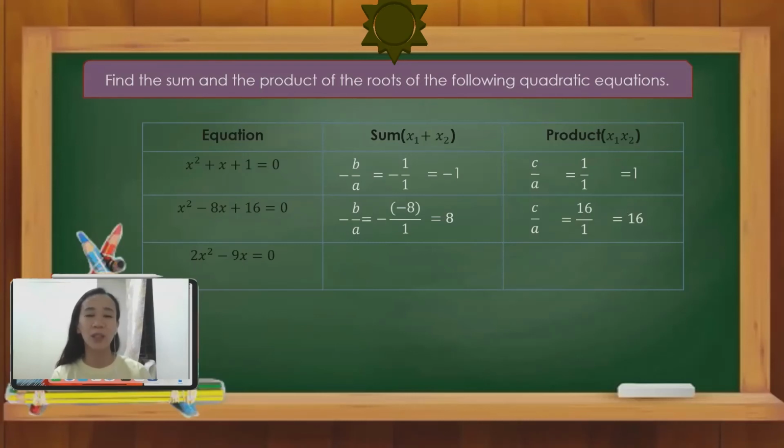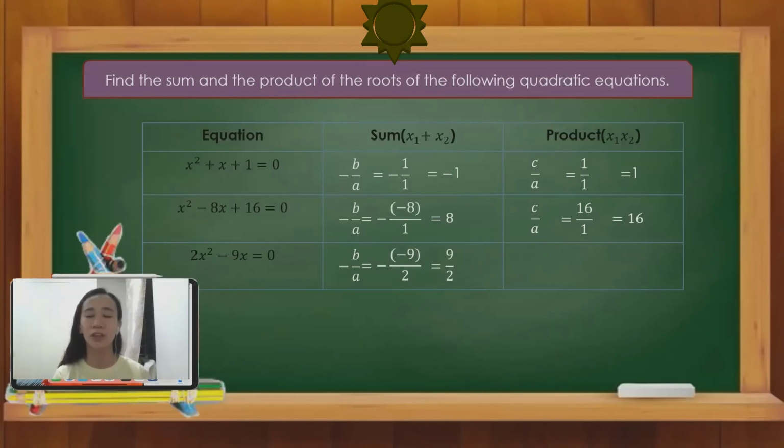How about for the equation 2x squared minus 9x is equal to 0? What's your answer, Guadans? If your answer is 9 over 2, you are very fantastic, Guadans. Okay, let us check. Negative b over a. That will be negative times negative 9 over 2, which is equal to 9 over 2.